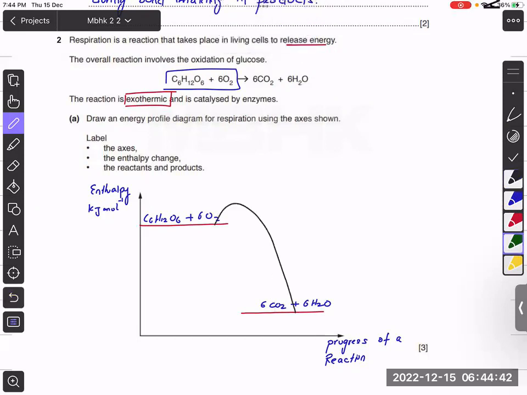Look, we labelled the axes, and the enthalpy change, as it is an exothermic reaction, so enthalpy change should be negative like this from reactant to product, arrow pointing downwards. Enthalpy change should be negative, and reactants and product we have already written. Then you will get 3 marks for it. Is it clear? Yes sir.